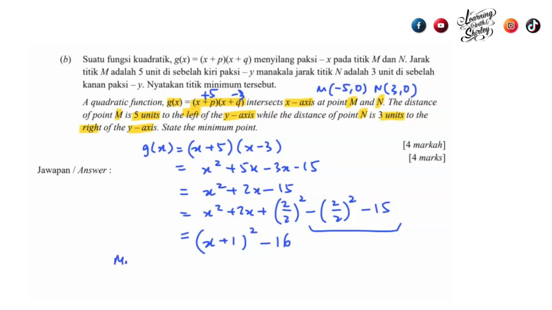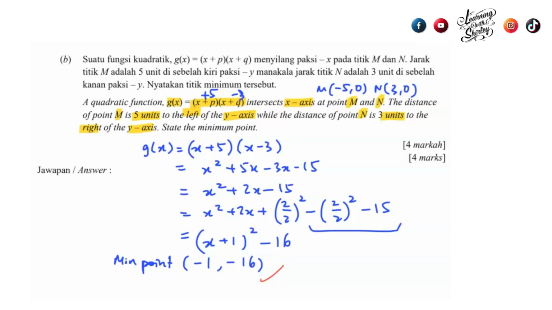In order to find the minimum point, we use this x plus 1. When you take out the positive one, it becomes -1. So it's -1, and then -16 is the minimum value. So -16. This is the answer, the minimum point. This question carries 4 marks.